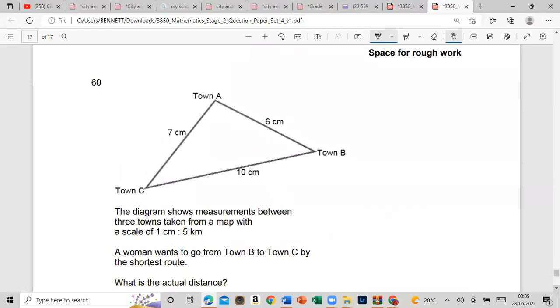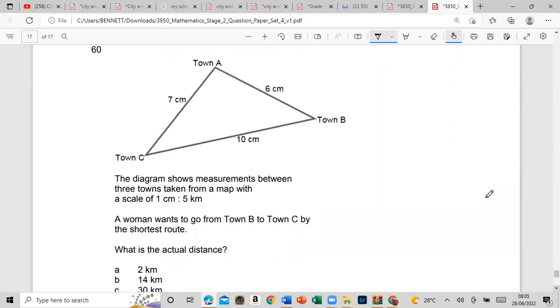All right, number 60. Final one. The diagram shows the measurement between 3 towns taken from a map with a scale of 1 centimeter representing 5 kilometers. A woman wants to go from town B to town C. So that's the journey. What is the actual distance? Now, 1 centimeter represents 5, so that would be 5 times 10.